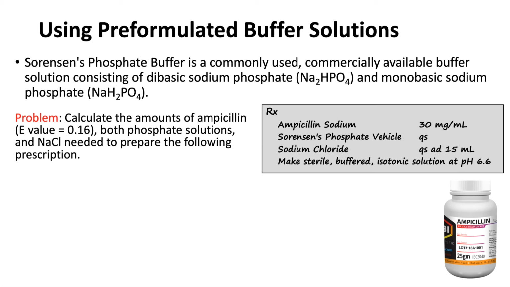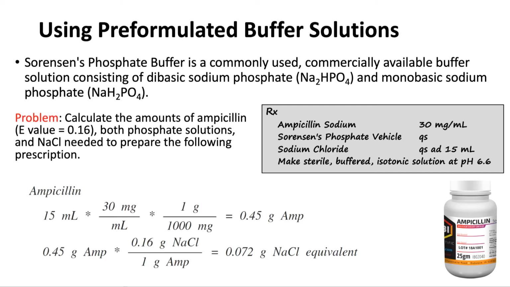Well, let's start by looking at the isotonicity issue. One of the ways that we learn to calculate isotonicity is by using the sodium chloride equivalent method, since we know how much sodium chloride it takes to make a solution isotonic, meaning 0.9%. The first thing, since we know how much ampicillin is going to have to be used in our product because of the required concentration, let's calculate how much sodium chloride that amount of ampicillin would be equivalent to.